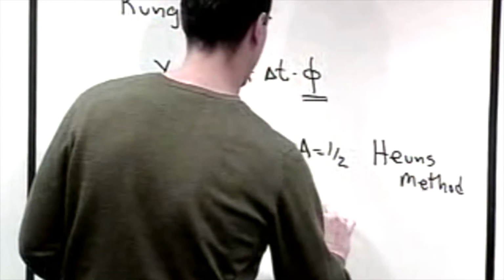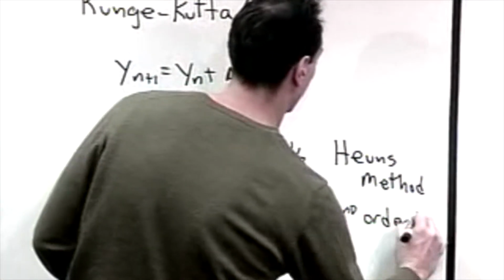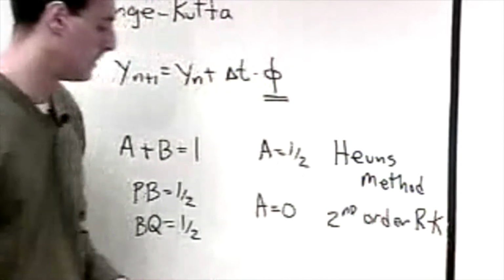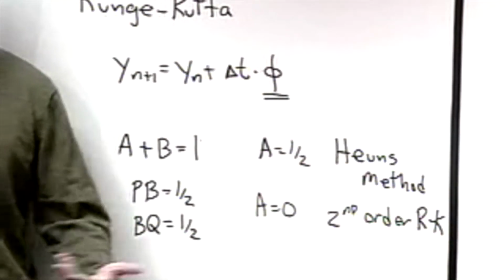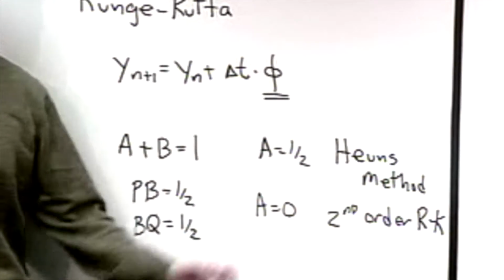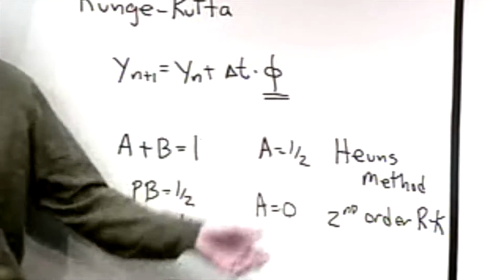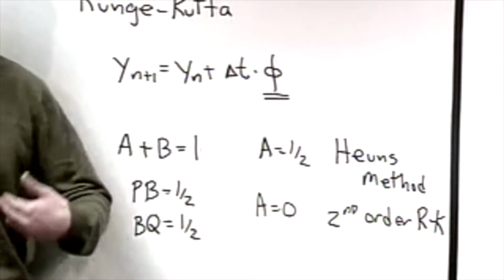And if you pick A to be 0, you get second order Runge-Kutta. These are just 2 standard techniques. Oftentimes in the literature, when someone says, I'm using second order Runge-Kutta, that's what they mean. These 2 are the most commonly used second order methods available. And it's all based on this idea.